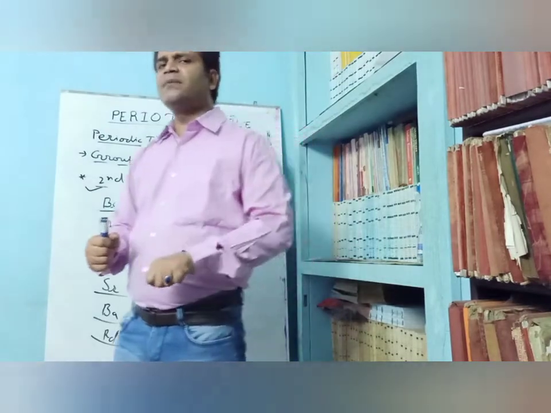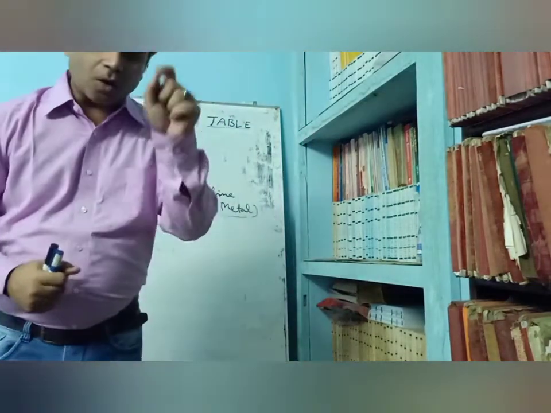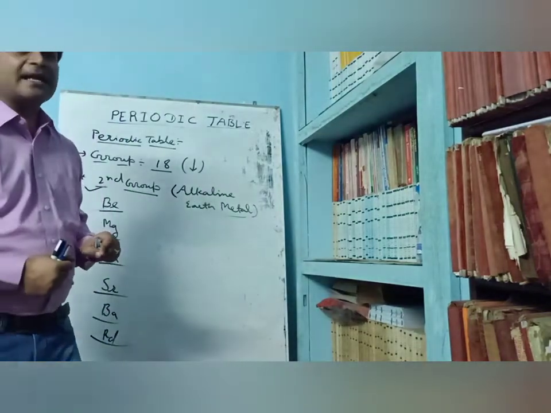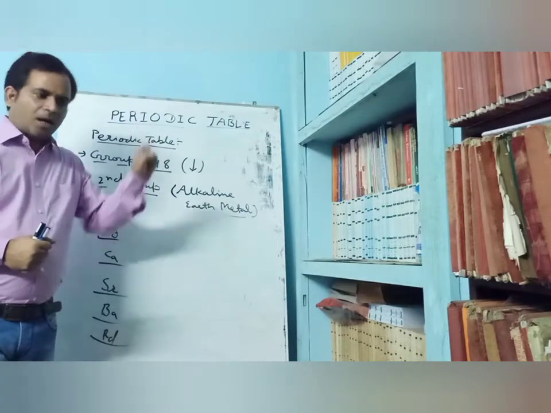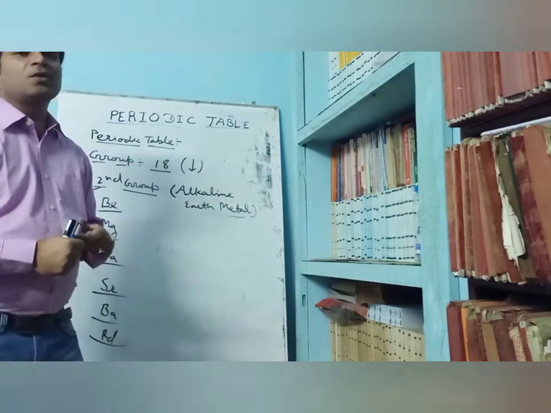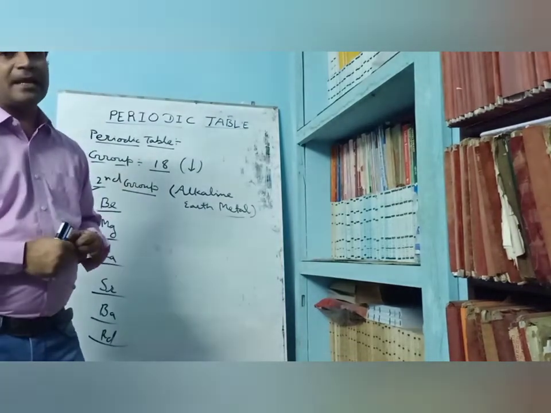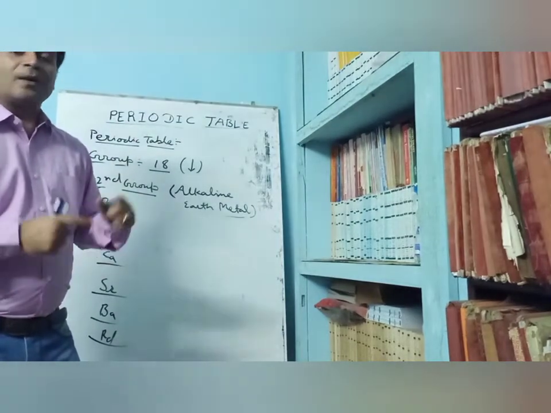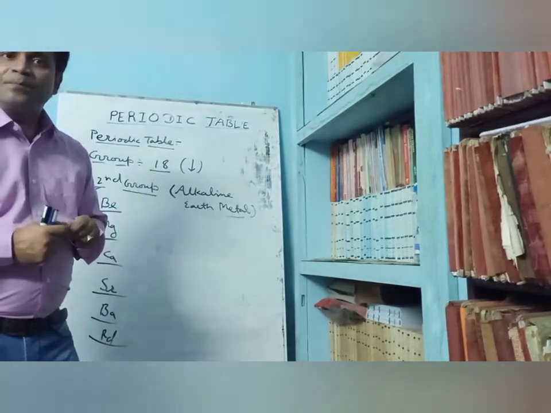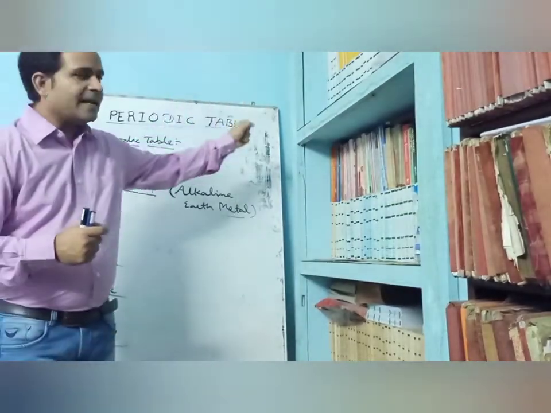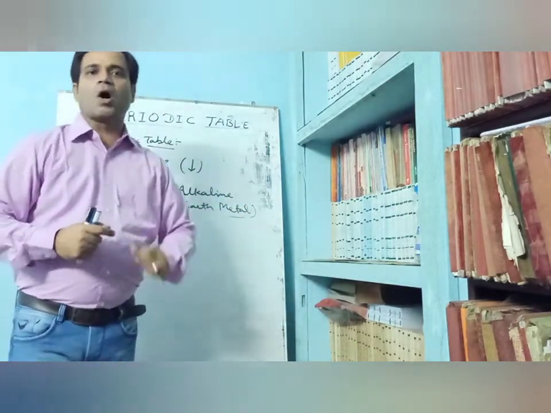And the last group of the elements is what? Noble gas. It is also termed rare gas, the zero group of the elements. All these elements belong to the 18th group. The trick is there to learn all these elements. First, just see their names: helium, neon, argon, krypton, xenon, and radon.